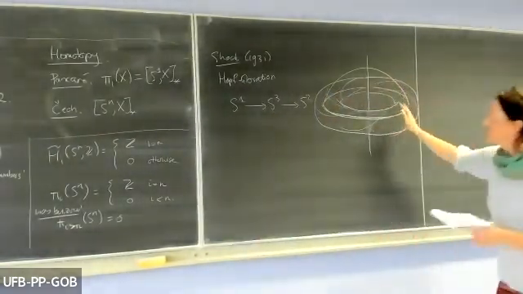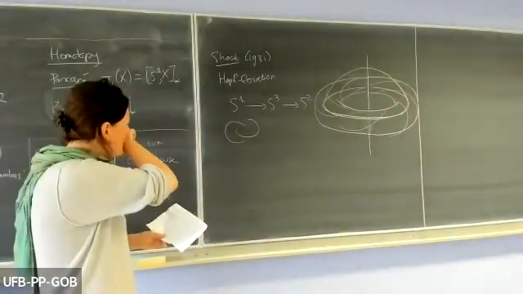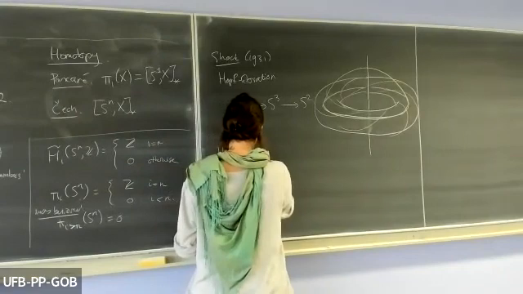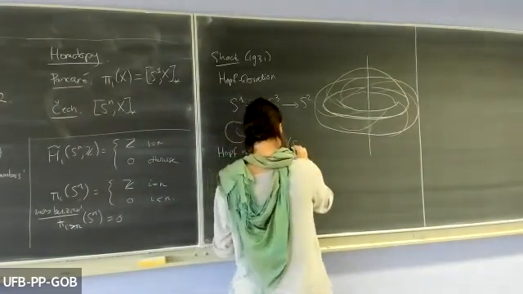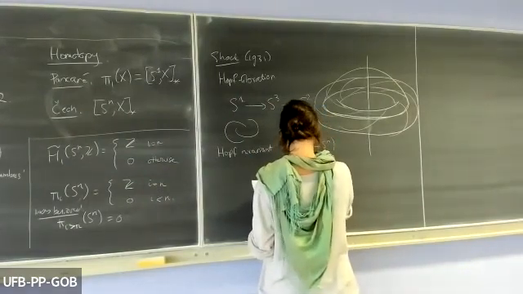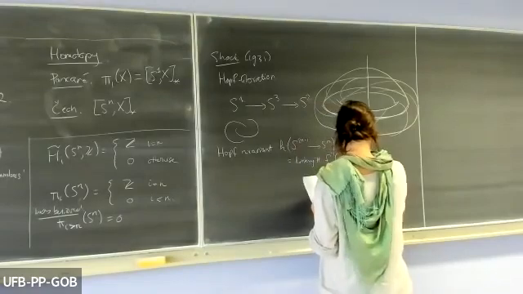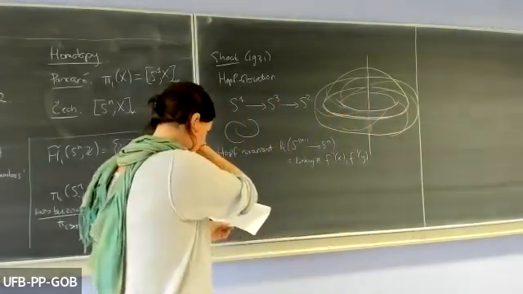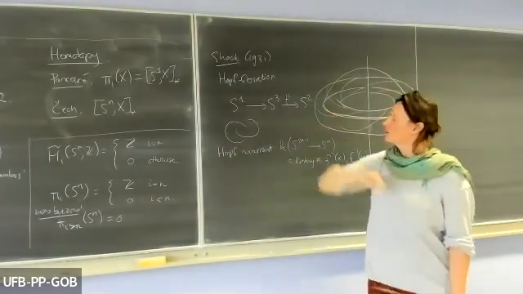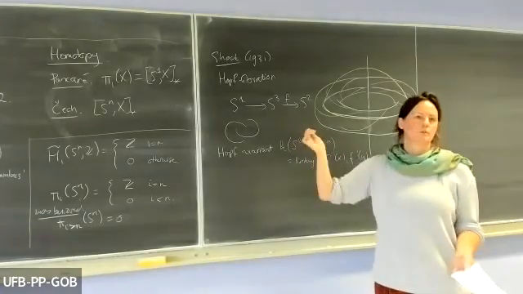So we see that any two S1s in this are linked. I mean, they're linked exactly once. And we can generalize this to the Hopf invariant. So the Hopf invariant H of a map from S^(2n-1) to Sn is the linking number of two generic fibers, the preimages of two generic points. So it's not too difficult to show that this is an invariant of homotopy of the map. So that shows that this map is really non-trivial.